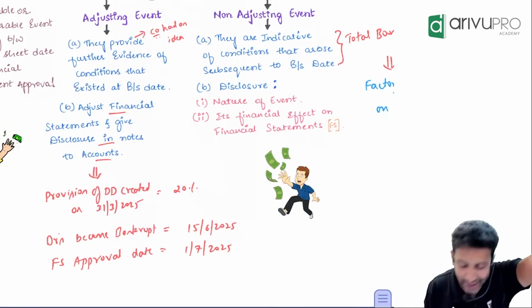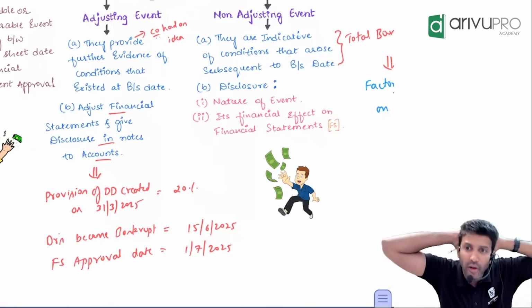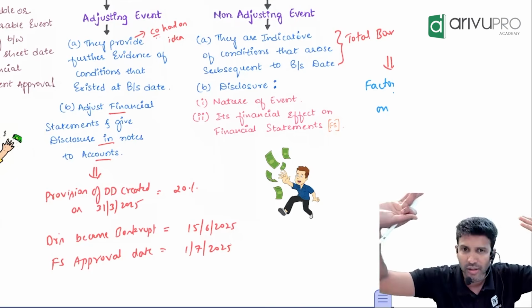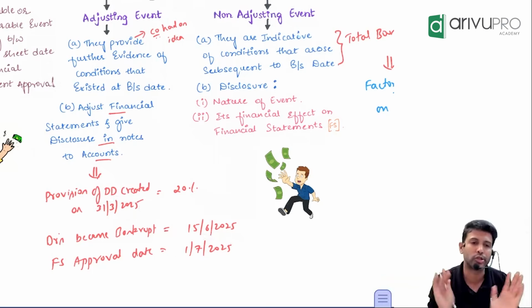The debtor filed for bankruptcy on 15th June. Now bankrupt means I feel I will not be able to recover anything. And the current year's financial statements got approved on 1st July 2025.